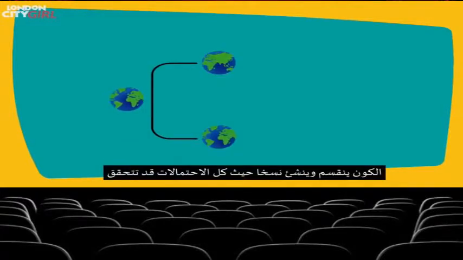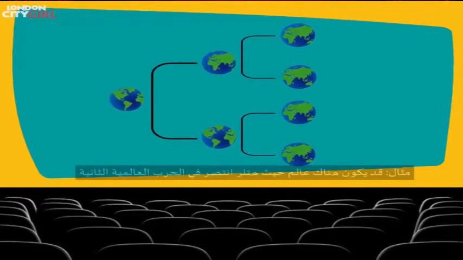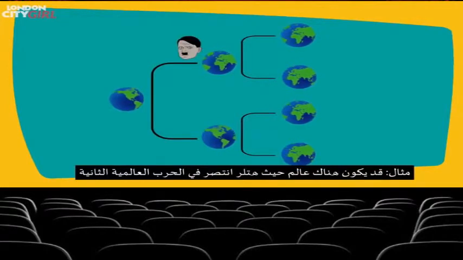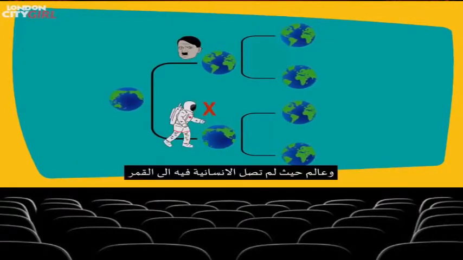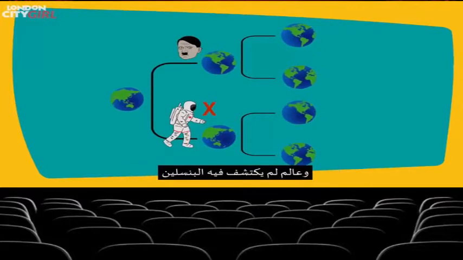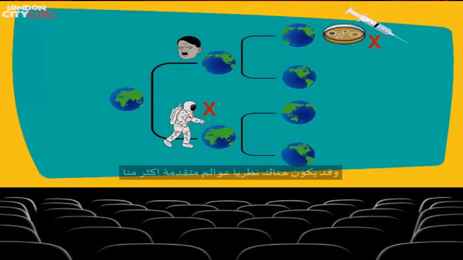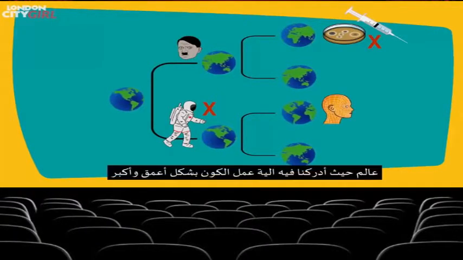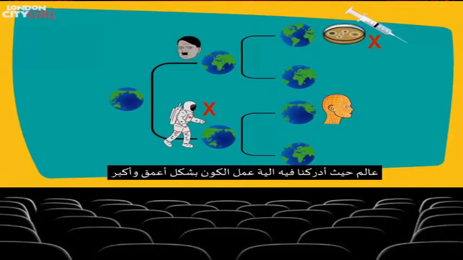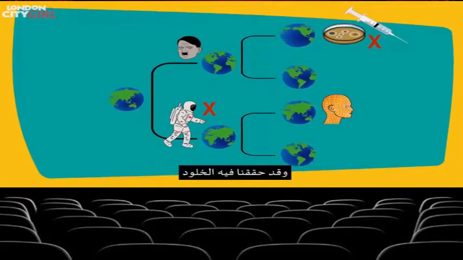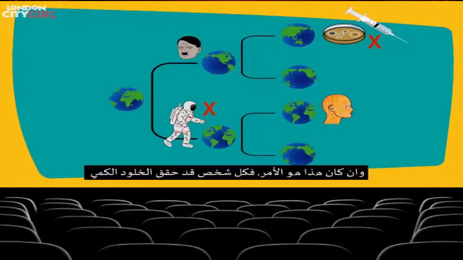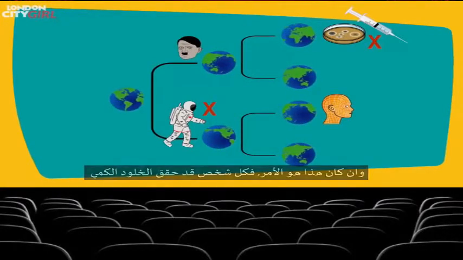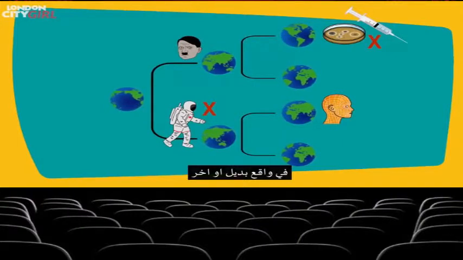Every time there is one or more possible option available, the universe splits and creates copies where all possible outcomes come true. So for example, there could be a world where Hitler won World War II, a world where mankind never made it to the moon, and a world where penicillin was never discovered. But there could theoretically be worlds that are much more advanced than us. A world where we have glimpsed further and deeper into the workings of the universe and have been able to achieve immortality. If that was the case, then every person has achieved quantum immortality in one alternate reality or another.